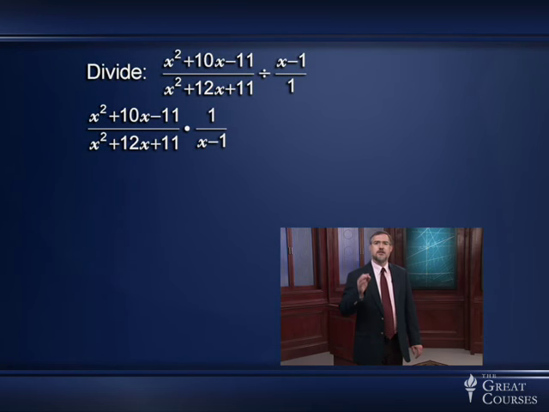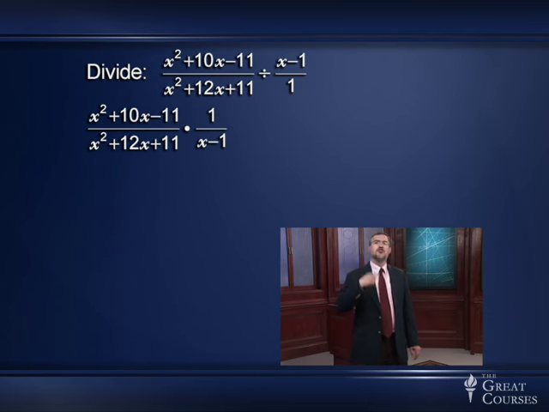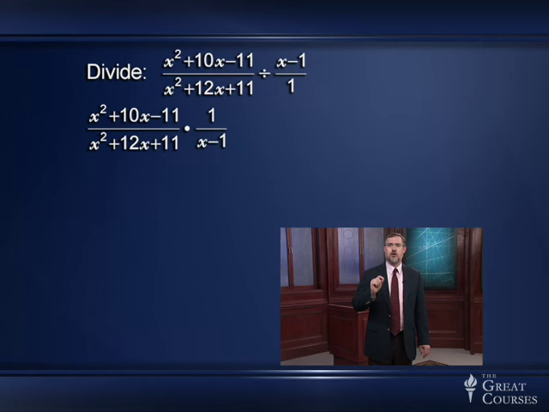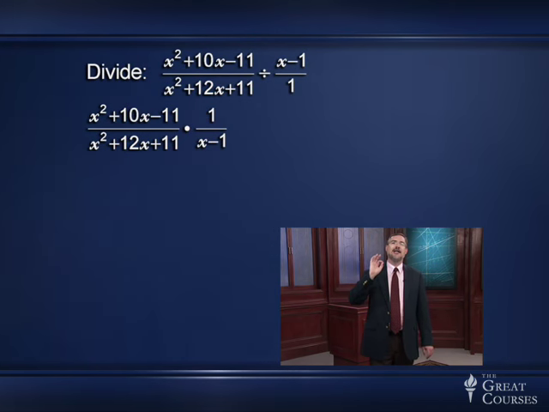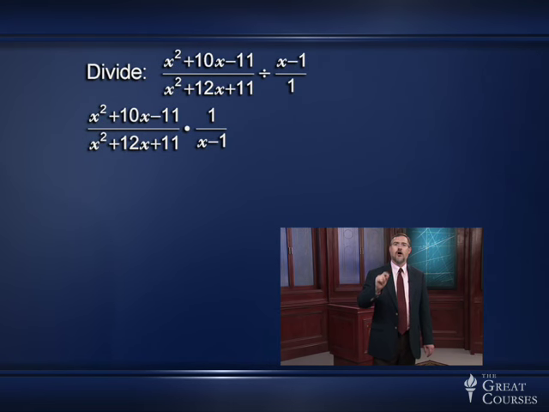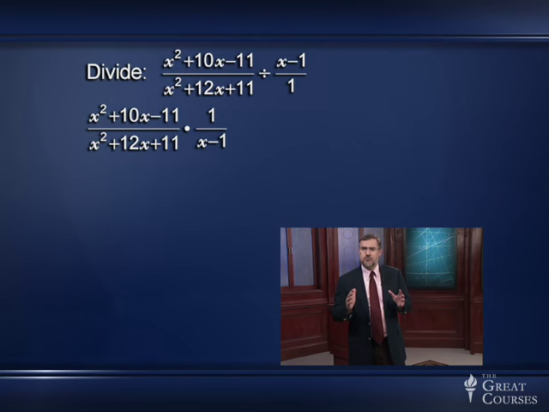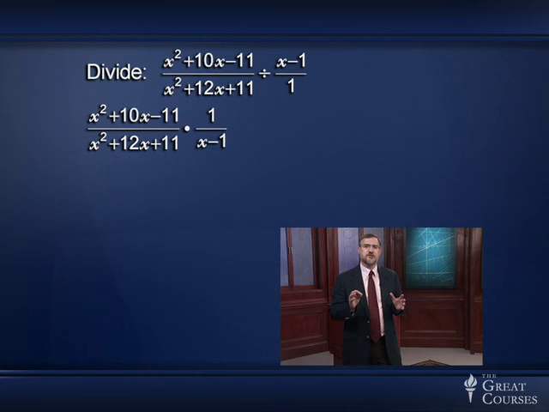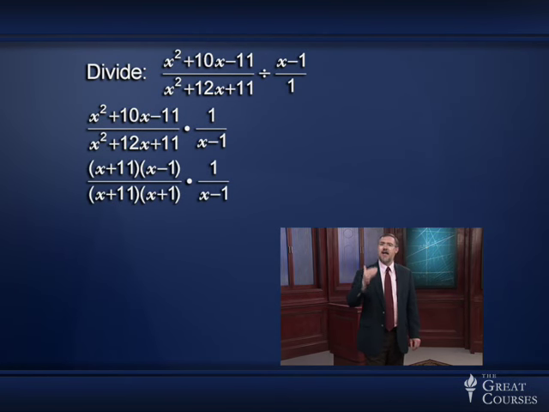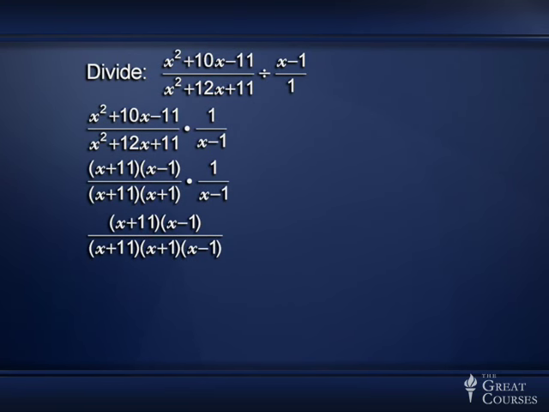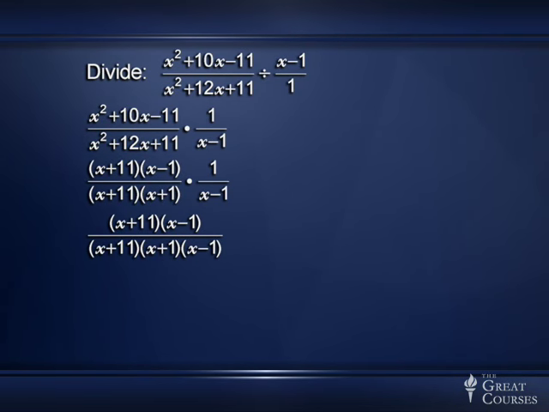X squared plus 10x minus 11 divided by x squared plus 12x plus 11, now times 1 over x minus 1. And once you have rewritten it as a multiplication problem times 1 over x minus 1, you then factor and cancel. And your problem then becomes x plus 11 times x minus 1 divided by x plus 11 times x plus 1 multiplied by x minus 1.